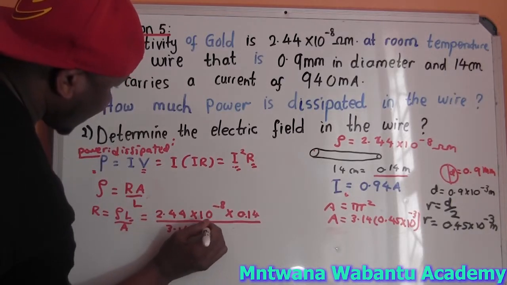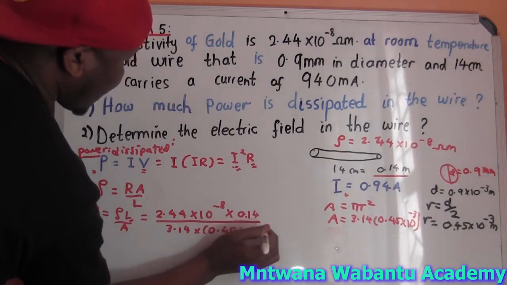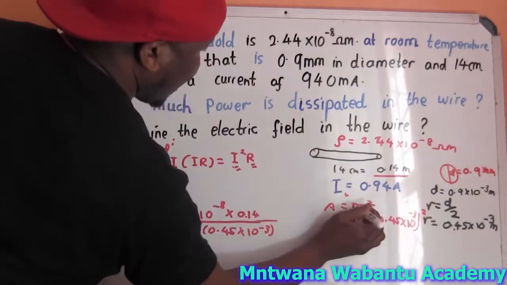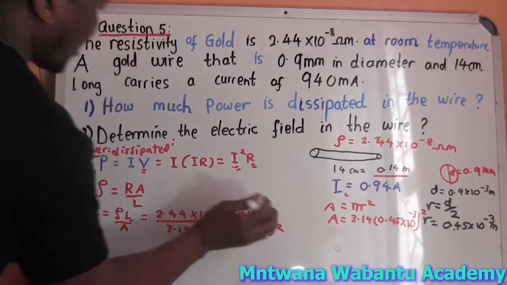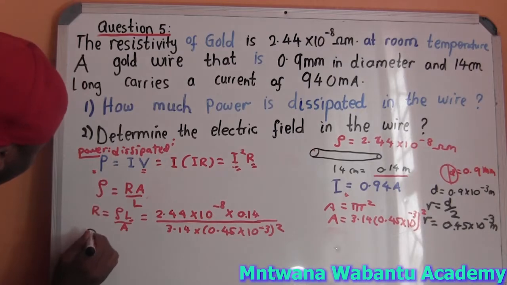3.14 times 0.45 times 10 power negative 3. But it must be what? Squared here, because it's r squared, right? The square. Okay? You know what I'm saying? So take the calculator, plug it in, and this is going to give us a resistance.